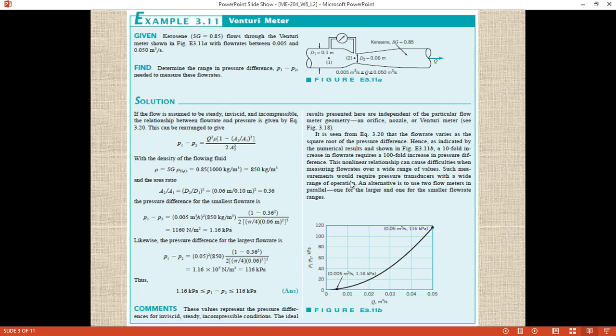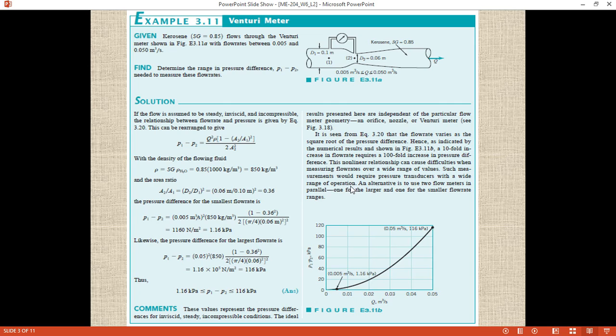So what is the shortcoming because of that? This non-linear relationship can cause difficulties when measuring flow rates over a wide range of values, because the difference between pressure and flow rate is very big. If you measure the flow rate using the same technique, there might be a big error. Because of that, what should we do? Such measurement would require a pressure transducer with a wide range of operation.